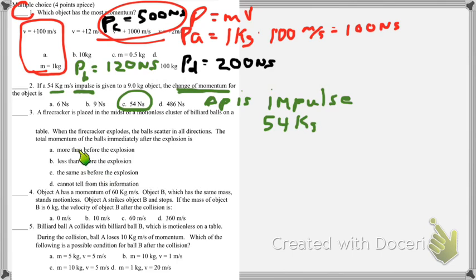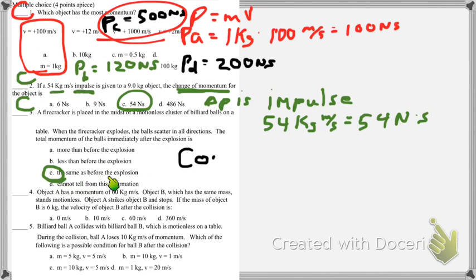Then when we get down here, if a firecracker goes off, what we have is an explosion. Though there's a massive expenditure of energy, the total momentum before and after the collision will be 0. So the momentum after is the same as before the explosion. So that's by conservation of momentum.